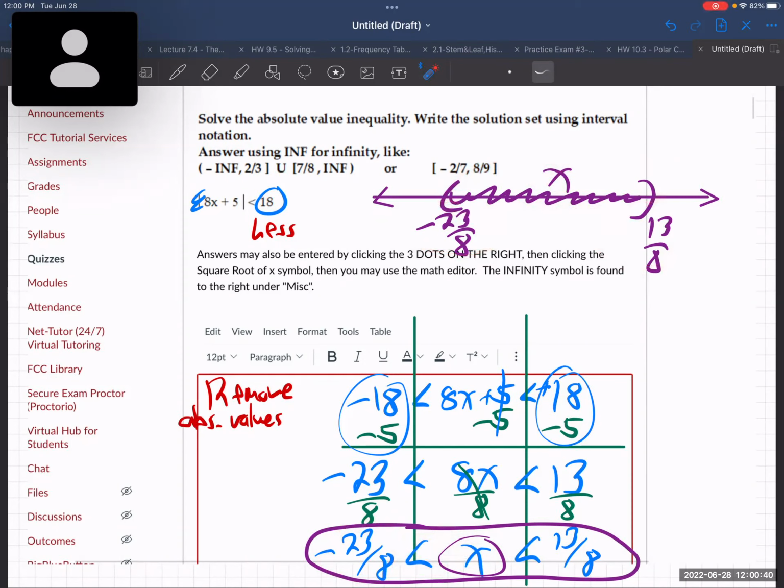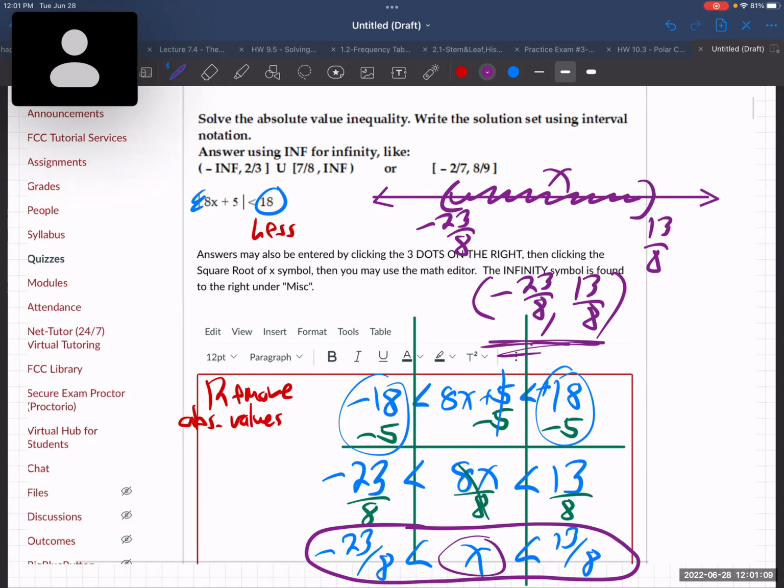And why do we put parentheses instead of brackets? Well, that's because it doesn't say less than or equal to. If it said equal to, then you're straight on. You use a bracket, which has a straight edge, you're straight on the number, but this is not straight on. It's not equal to 13/8 or negative 23/8. It's just close to them. So that's why our final answer will be parenthesis, not bracket. Minus 23/8 to 13/8, like that, parentheses.